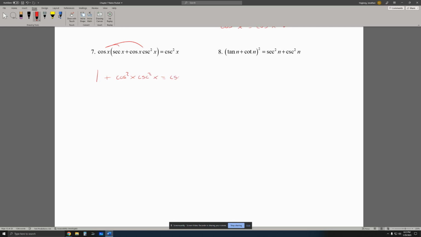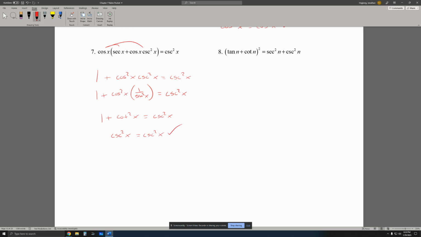Okay. Well, one thing I notice here is that, well, let's write this in terms of sine and cosine. So we have 1 plus cosine squared x, and then 1 over sine squared equals the cosecant squared. All right. And then we have cosine squared over sine squared is equal to the cotangent squared. And then I notice that we have a Pythagorean identity. This is the cosecant squared of x. Okay, so that verifies that identity.